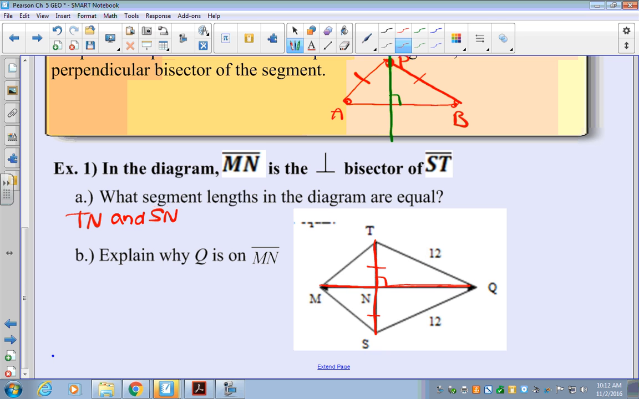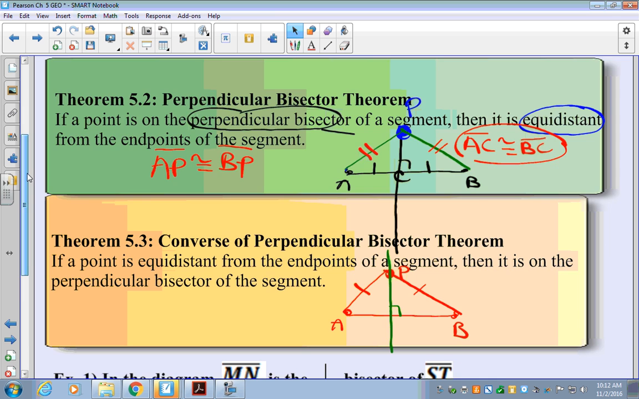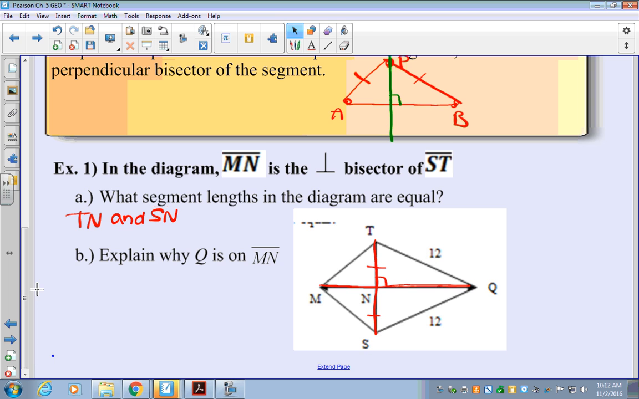I can also say, using the perpendicular bisector theorem, that TM is congruent to SM. Because M is on the perpendicular bisector, what other point is on the perpendicular bisector MN? What other last point is on the line MN? Grant? Q. Q. Okay, so let's look at what Q creates.